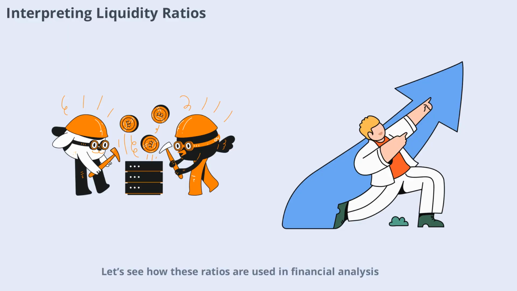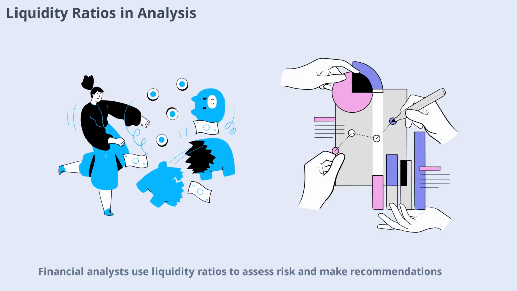Let's see how these ratios are used in financial analysis. Financial analysts use liquidity ratios to assess risk and make recommendations. For example, if a company's ratios are declining, it could signal trouble ahead, prompting further investigation. Conversely, improving ratios might indicate better management or stronger sales.